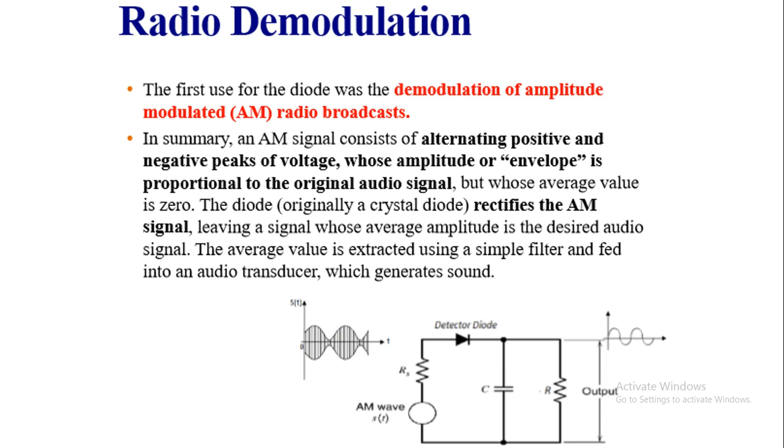The diode, originally a crystal diode, is connected in the electric circuit as it appears. It rectifies the AM signal, leaving a signal whose average amplitude is the desired audio as output signal. The average value is extracted using a simple filter, which is the capacitor, and fed into an audio transducer, which is the R load. Here, the audio transducer generates the sound.